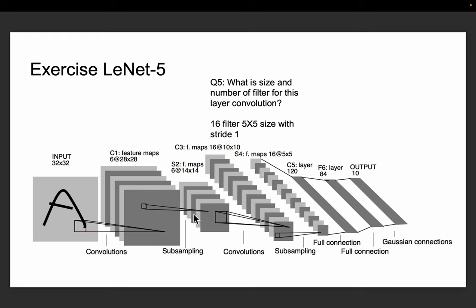If we use a single filter, what would be the size of the filter again? The size of the filter was 5 cross 5 cross 6. If we use a single filter, the output size would have been 10 cross 10 cross 1. So if you apply a single filter, you get a single grayscale image. Because we have 16 channels in the output, we have used 16 different filters.